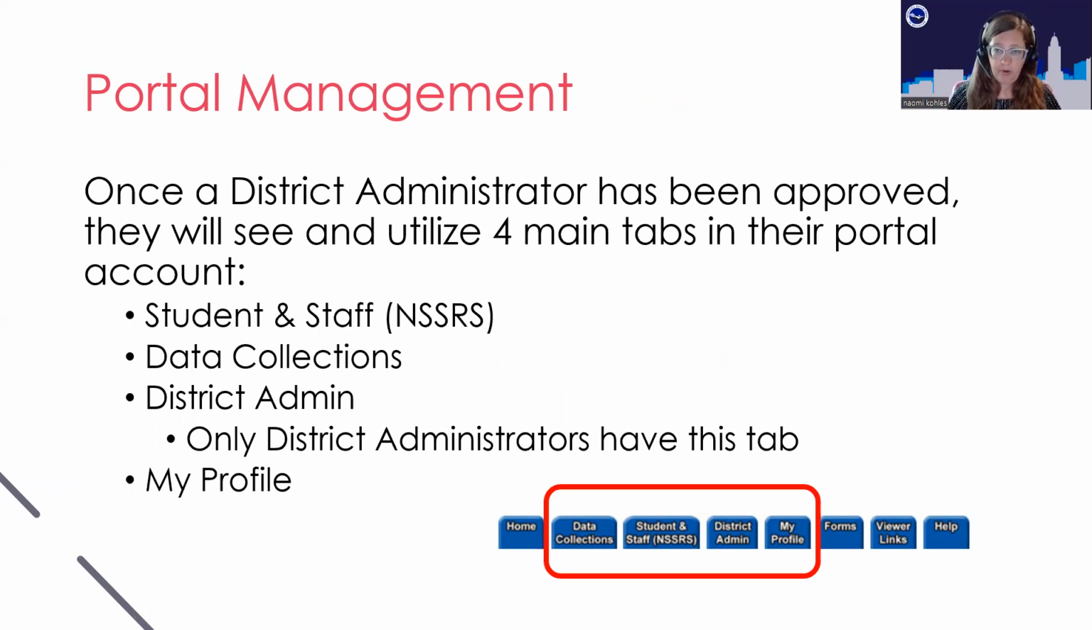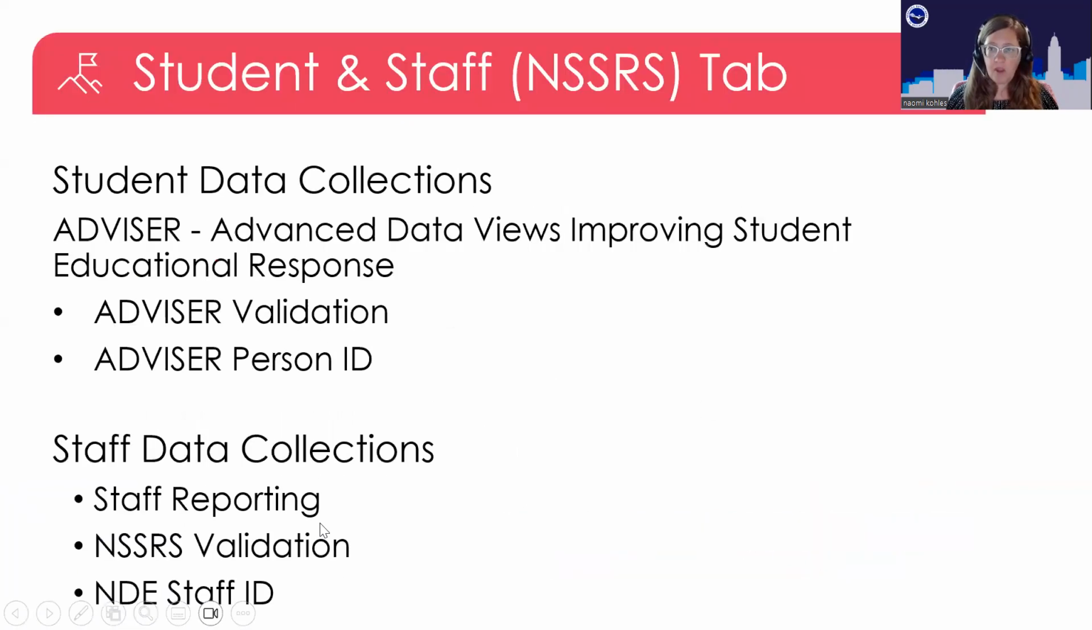So once you've been approved, you'll see 4 main tabs in your portal account that you're going to use. There's the data collections tab, the student and staff NSSRS tab, the district admin tab, which is unique to you. No one else at your school probably has this one because you're the only one who manages district access. And then the My Profile tab. That's where you would update your password or email address. We're going to talk through the various tabs as we go through here.